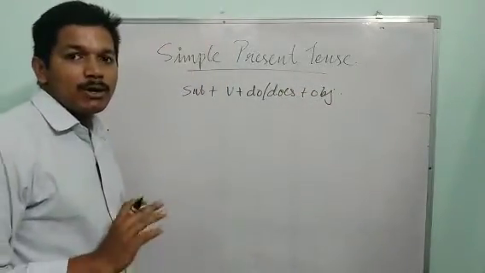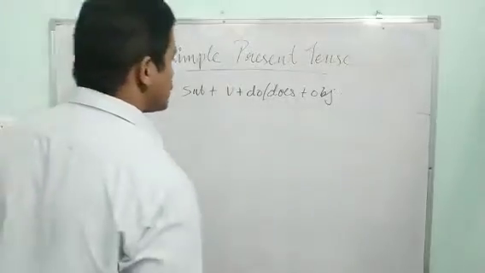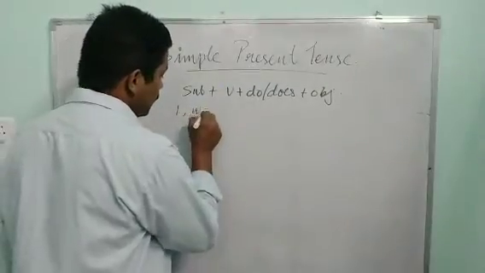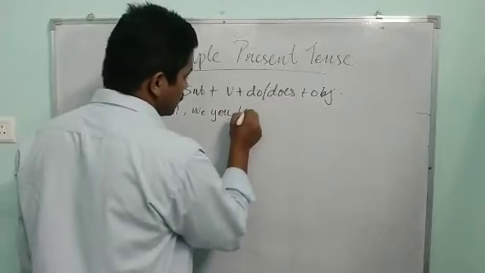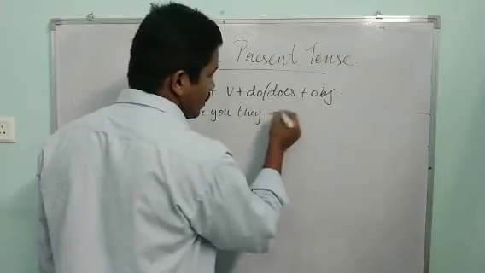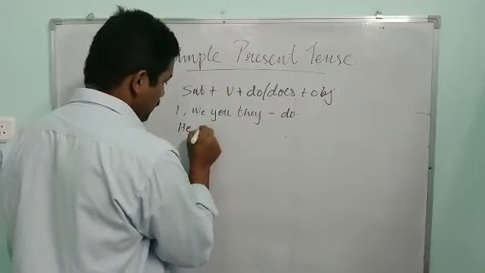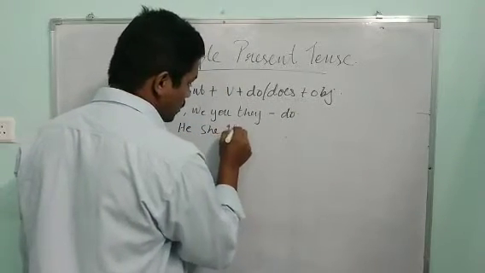In the previous class we studied the simple present tense. Yesterday I showed you how the simple present tense is made, or what the format of the simple present tense is. I told you that it is subject plus do or does plus verb plus object. This is the format of the simple present tense sentence, and do is used with I, we, you, they.